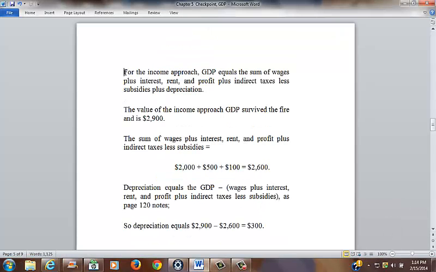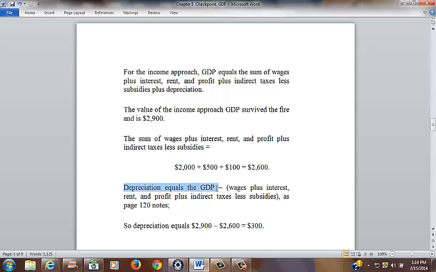For the income approach, GDP equals the sum of wages plus interest, rent, and profit, plus indirect taxes, less subsidies, plus depreciation. The value of the income approach GDP, which survived the fire, is $2,900. So that's given in the question. Then the other items, the sum of wages, plus interest, rent, and profit, plus indirect taxes, less subsidies, come out to $2,600.